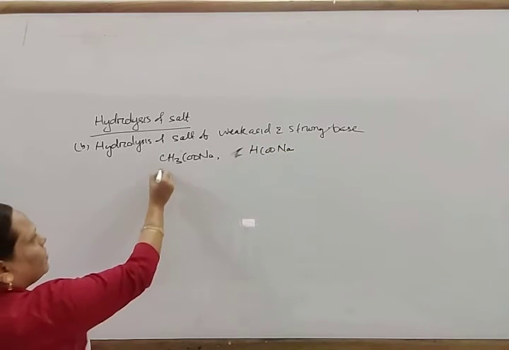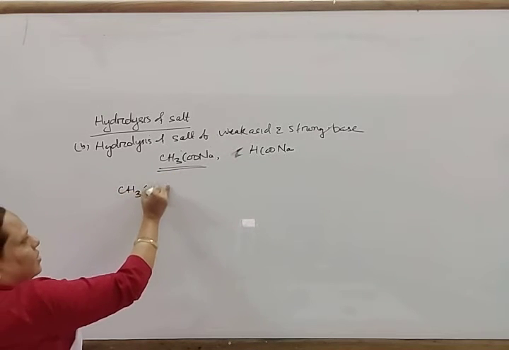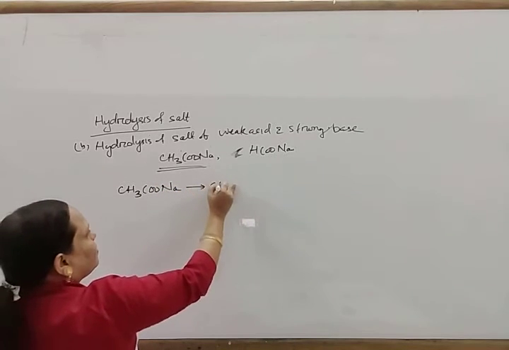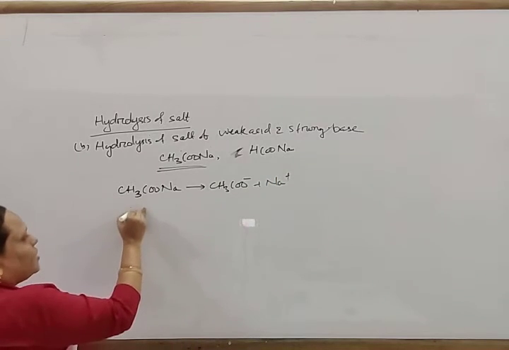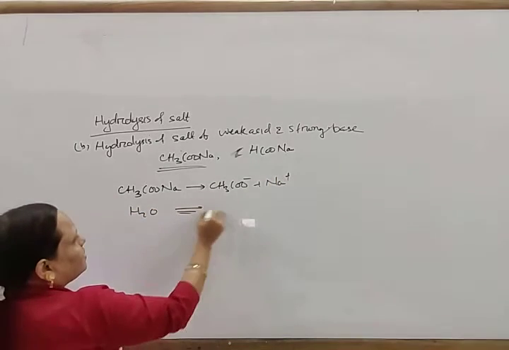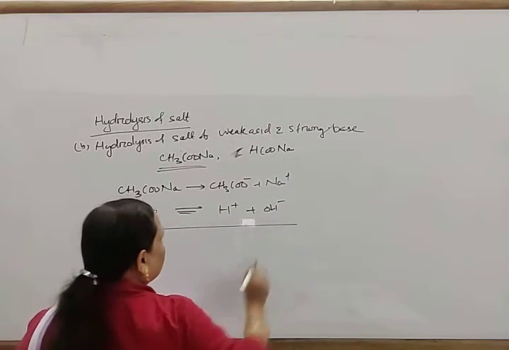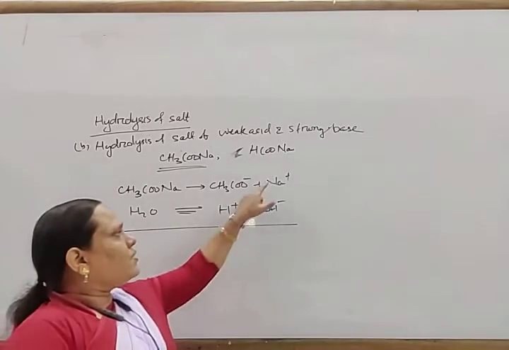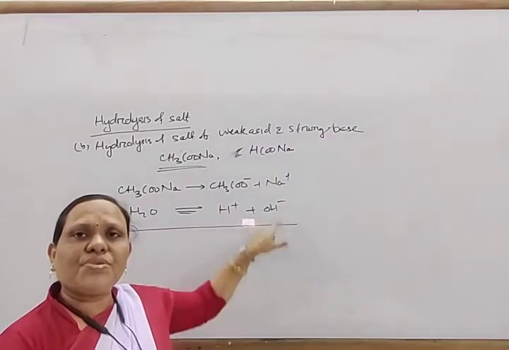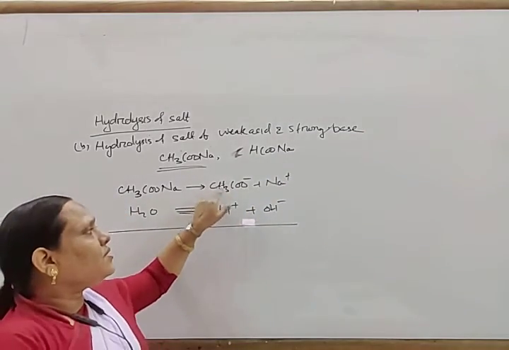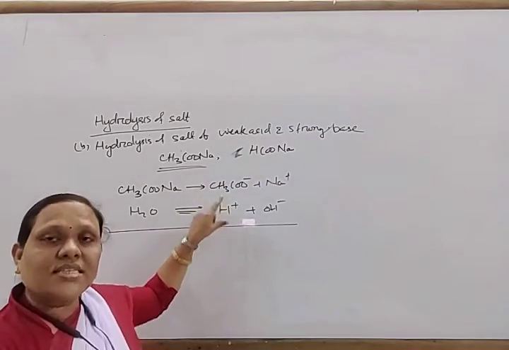Let us consider the example of sodium acetate. Sodium acetate, as it is a salt, dissociates completely to give CH3COO minus plus Na plus, and water dissociates to give H plus plus OH minus. Now what does the resulting solution contain? Look here. Na plus and OH minus will make a strong electrolyte, so they prefer to remain in ionic form. But the acetate ion and H plus ion will form a weak electrolyte. In this way these two combine.